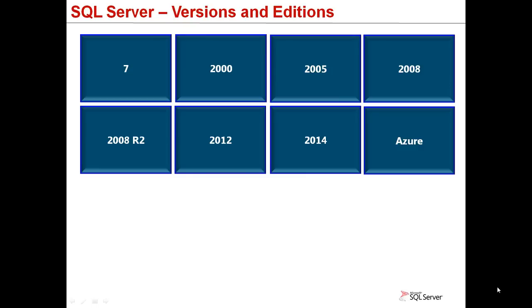Now that we've finished reviewing the internal components of SQL Server architecture, let's take a look at the versions and editions. These are the SQL Server versions currently in the market. SQL Server 7 is extremely rare, while the 2000 version not so much, as some legacy applications still run on this platform.